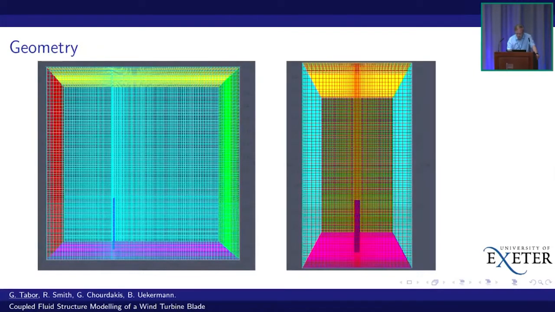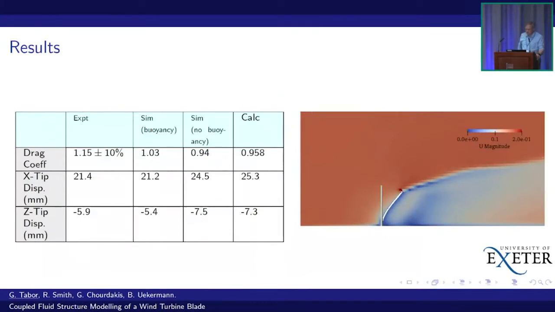There's the geometry, and here are the results. I've reproduced Rachel's table here. The experiment represents the experimental information here: drag coefficient and displacement of the tip in the x direction, which is the direction of flow. Of course it doesn't lengthen, or I don't think it lengthens, so as it bends the tip moves down, so there's a z displacement which is negative.